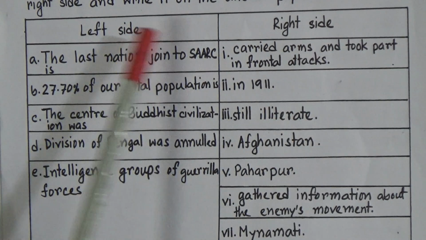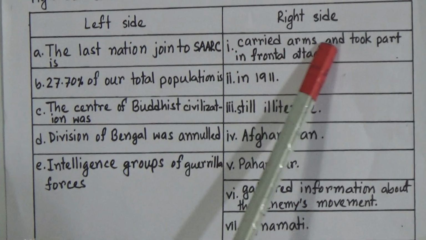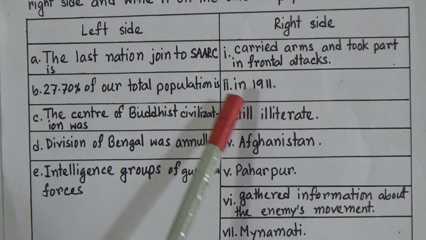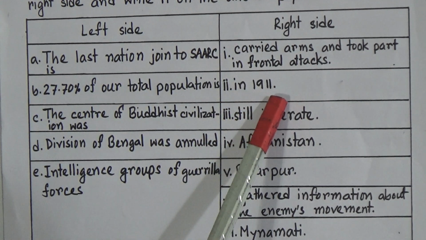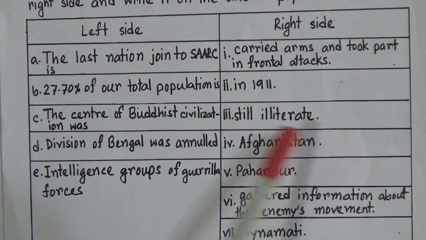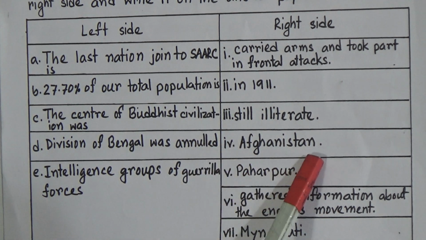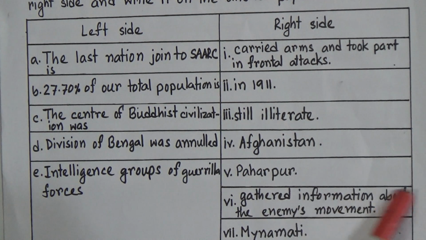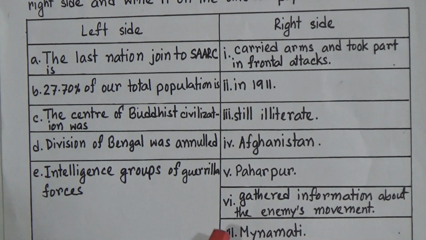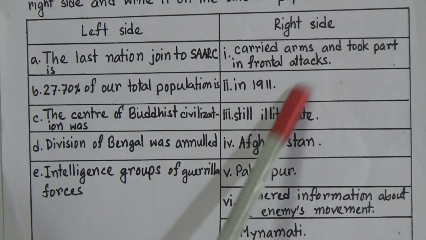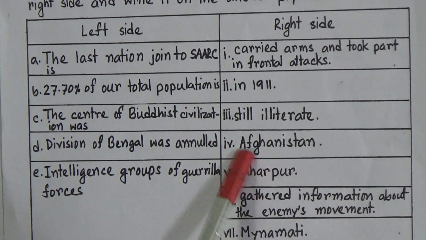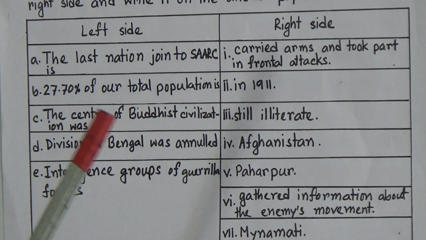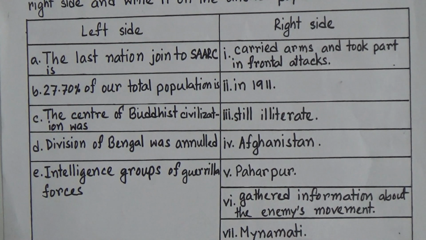And in the right side, number 1, carried arms and took part in frontal attacks. Number 2, in 1911. Number 3, still illiterate. Number 4, Afghanistan. Number 5, Paharpur. Number 6, gather information about the enemy's movement. Number 7, Mainamati. You will give a full stop. Now look, there is the full stop. So after doing the matching, you will put a full stop.